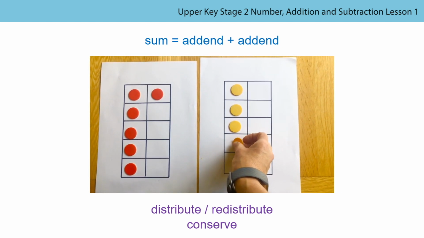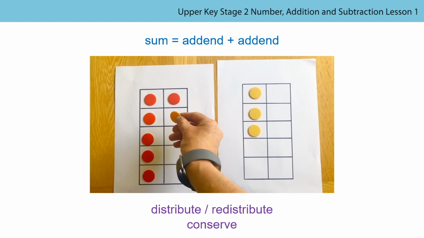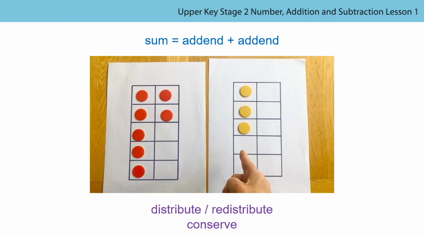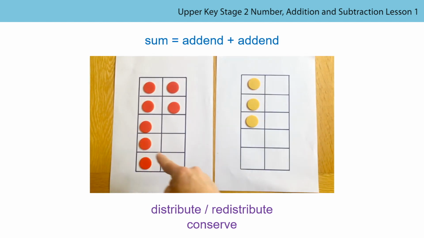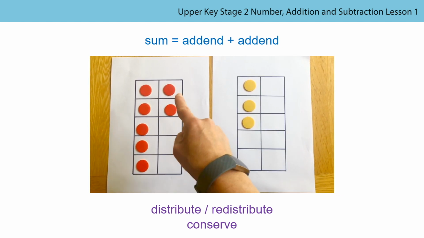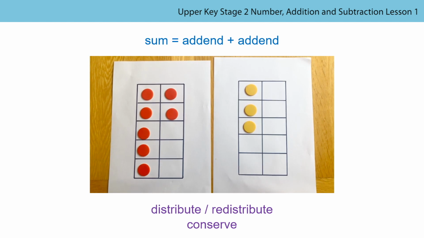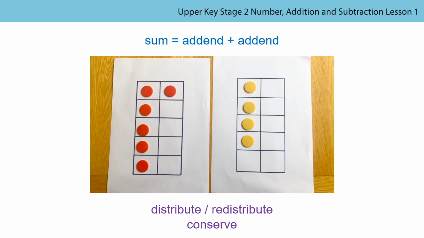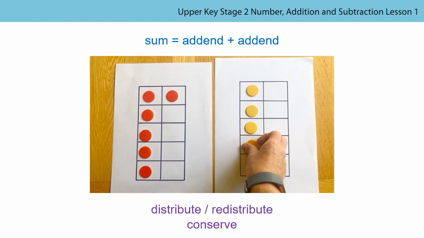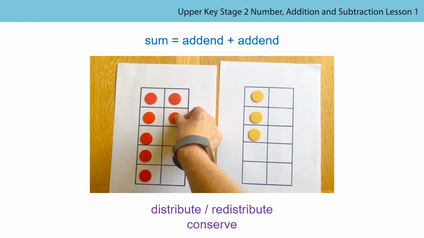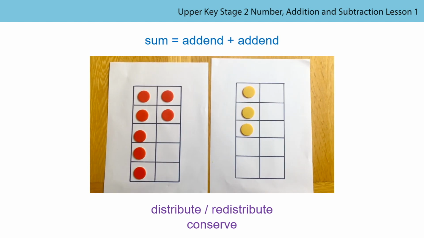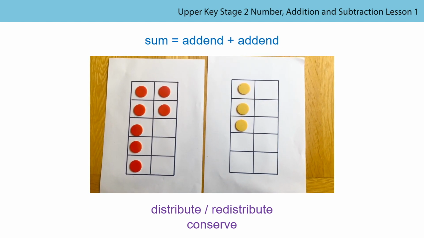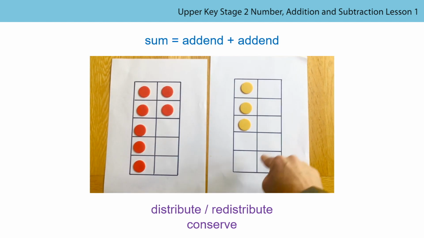Watch what I do. When I increase this addend by 1, this addend decreased by 1 because I've kept the sum the same. 7 and 3 is equal to 10. Before, I had 6 and 4, which was equal to 10. So I'm proving again that when I increase one addend by an amount, which in this case is 1, I decrease my other addend by the same amount. So I'm decreasing by 1 and my sum stays the same.